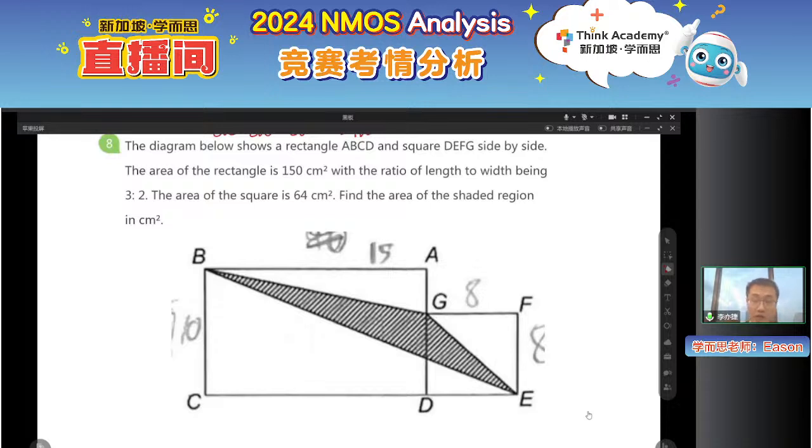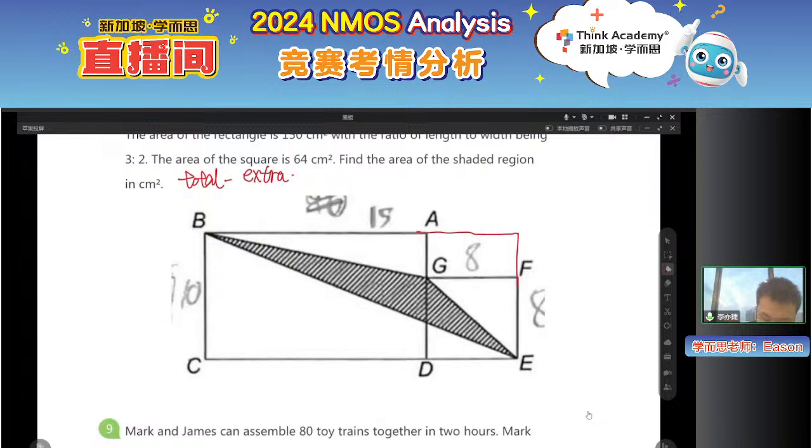So this is not a square, so we cannot use the same area transformation to get it. However, we can use the total minus extra. So what can be treated as total? Maybe we just make it a whole rectangle, then a whole rectangle minus the extra. So first, this is half of the large rectangle, so we take it as the total, which is half times 10 times, which is 33. Then subtract area 1, area 2, area 3.